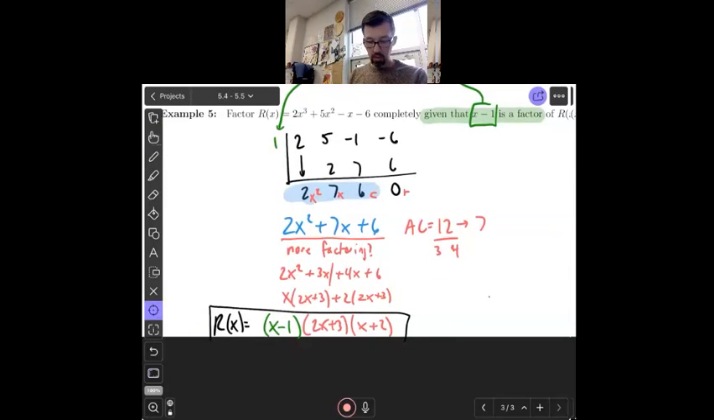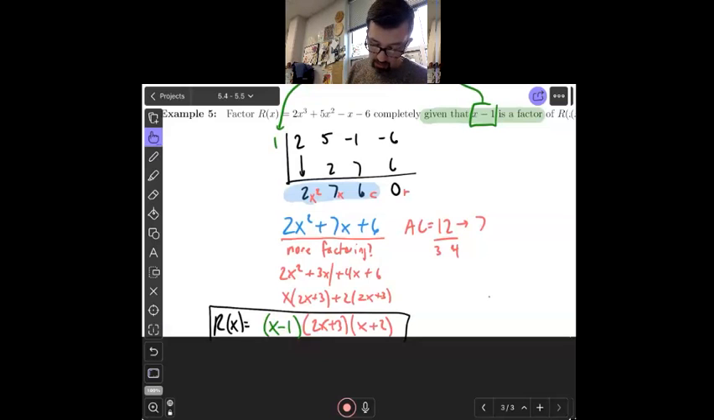Again, quick checks. x times 2x times x would be 2x cubed. Bada bing. Negative 1 times 3 times 2 is negative 6. Bada boom. Okay? Front works, back works. Pretty good chance the middle works. Okay?